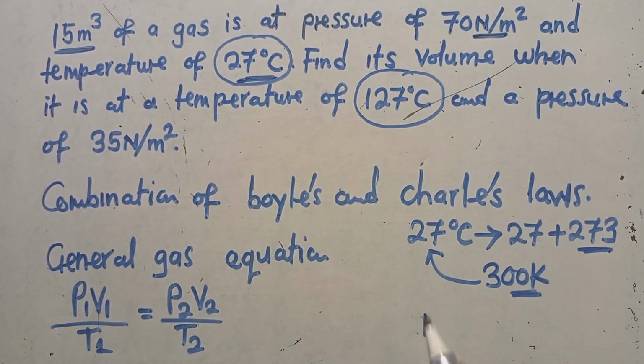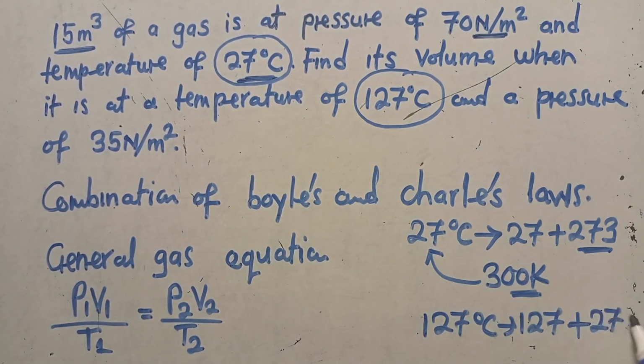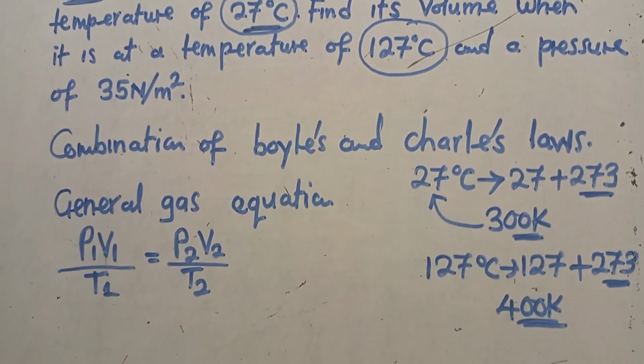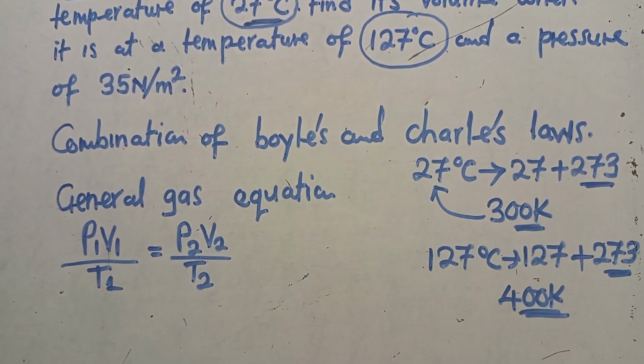We also have 127. How do we convert 127 degrees Celsius? We are just going to say 127 plus 273, adding this constant. When we add 273, we get 400. So you write there 400 Kelvins. So the temperatures have changed; we've converted these ones.